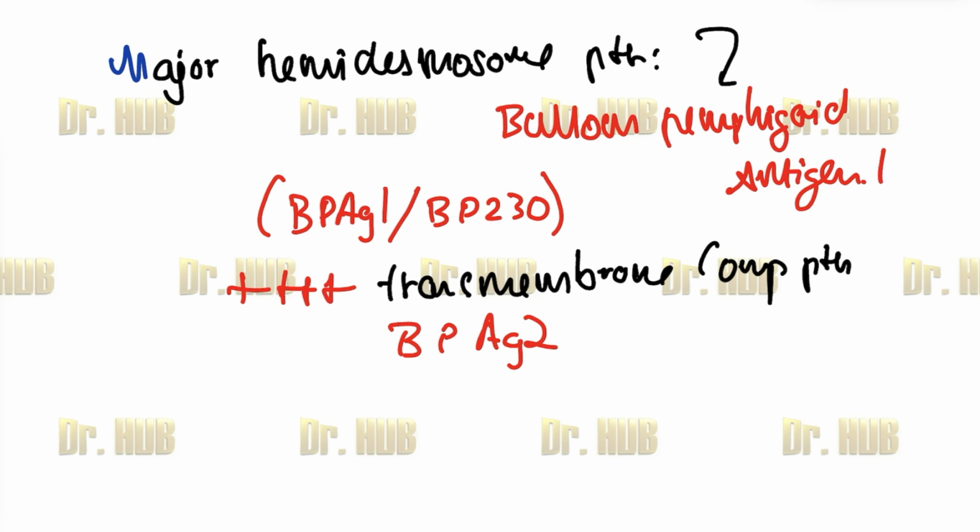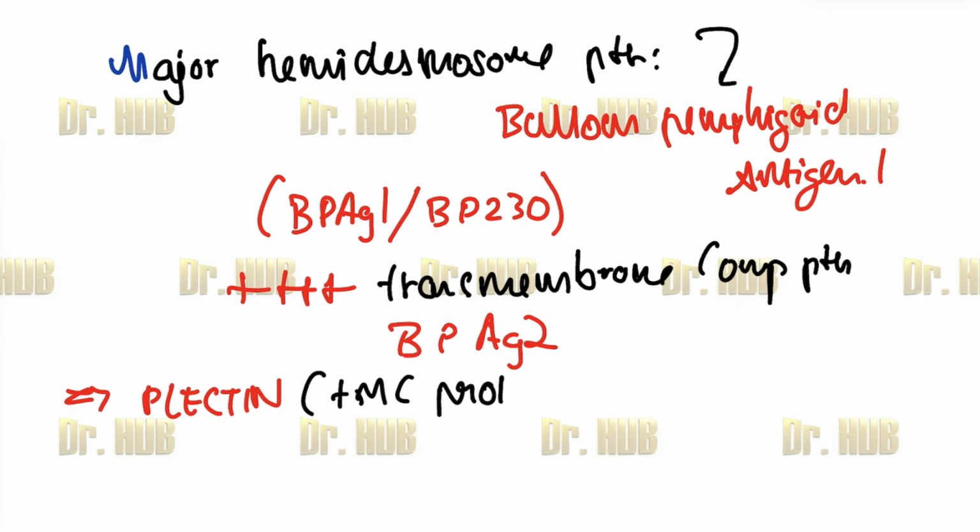The other hemidesmosome protein is plectin. Another important one is plectin. This plectin is attached to a transmembrane component protein, which is known as alpha 6 beta 4 integrin, below.